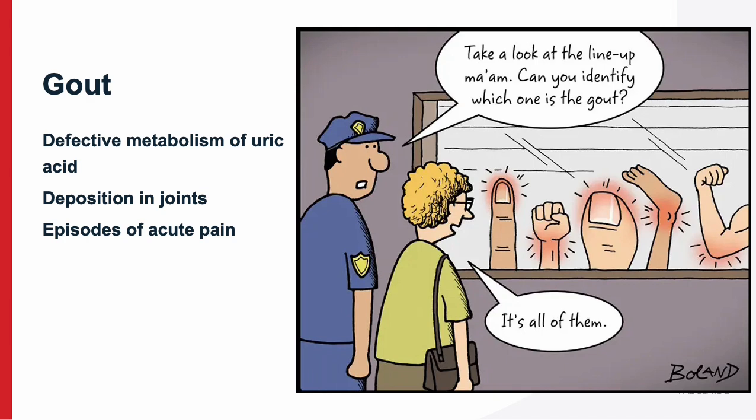So gout is defined as a defective metabolism of uric acid. As a result of the buildup of uric acid within the body, it deposits, classically within the joints and juxta-articular, or the soft tissues around the joints. Clinically, the patient presents with episodes of acute pain.